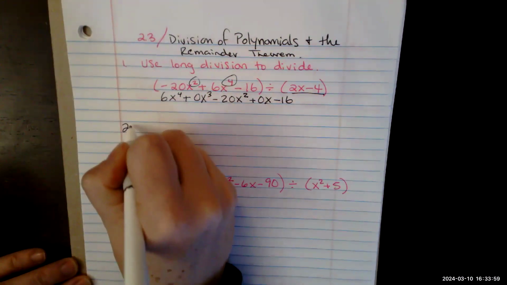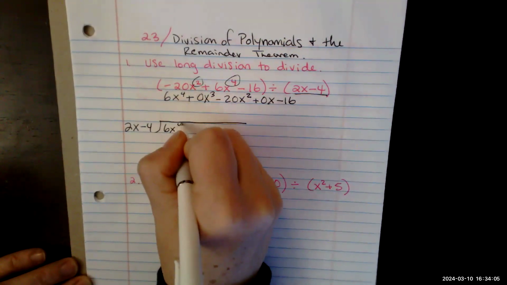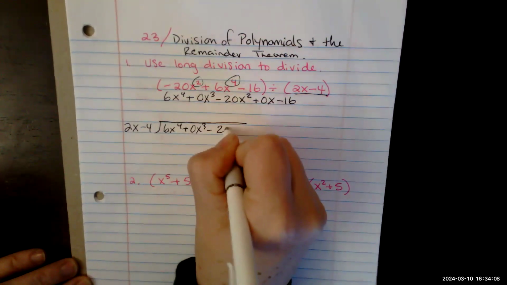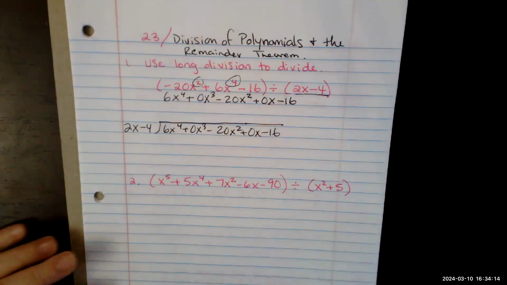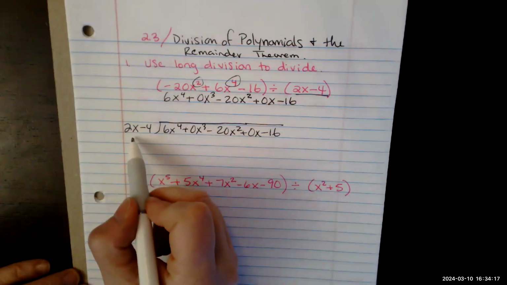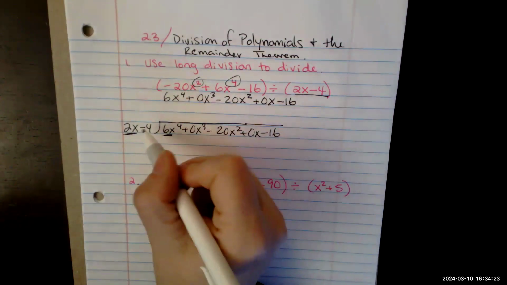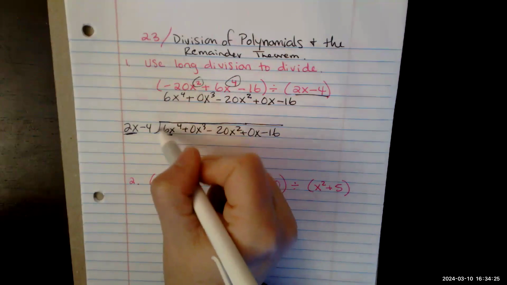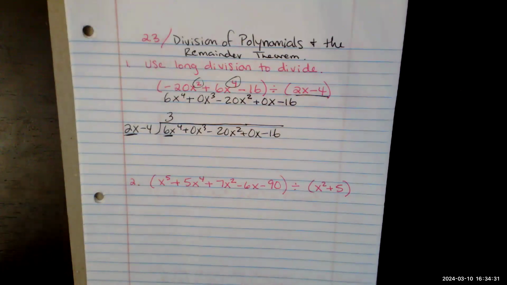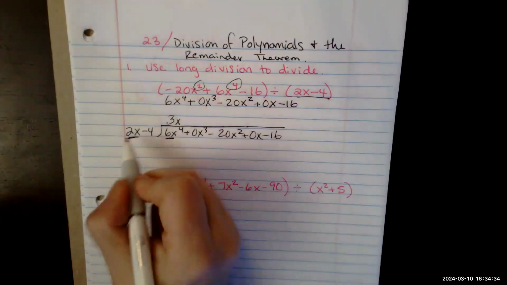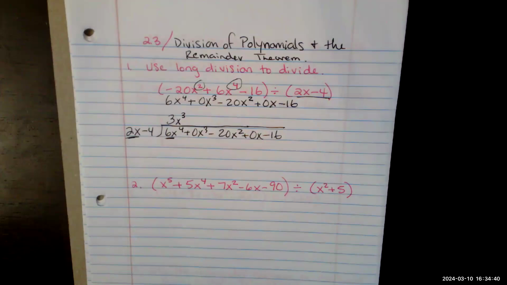So this is what I'm going to be using to divide by this. So the 2x minus 4 goes on the outside, and all of this goes on the inside. Hopefully I'm not going to run out of room. And then the way you start is you just look at the first terms first. You say, what would I need to multiply the 2x by so that it would become 6x to the 4th? Well, we would definitely need a 3, because 3 times 2 is 6. But we would also need some x's, because I only have 1, and I'm trying to get to x to the 4th. So I would need 3x to the 3rd.